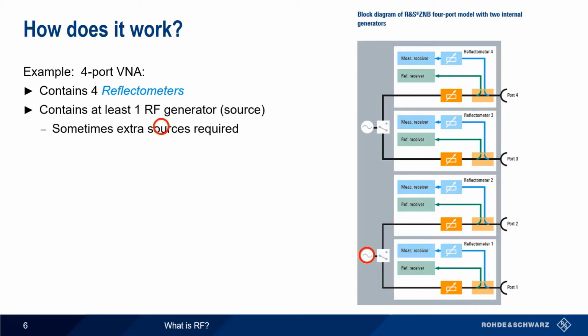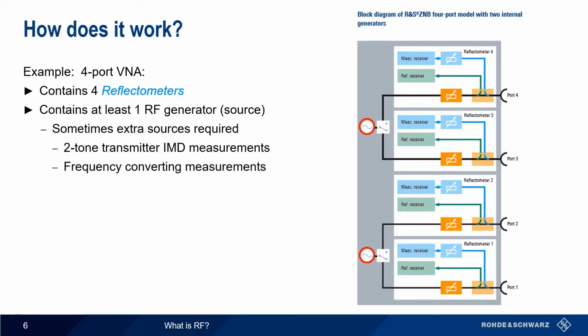However, extra generators are sometimes needed for advanced applications, like measuring two-tone transmitter intermodulation distortion, or providing local oscillator signals for frequency-converting devices.